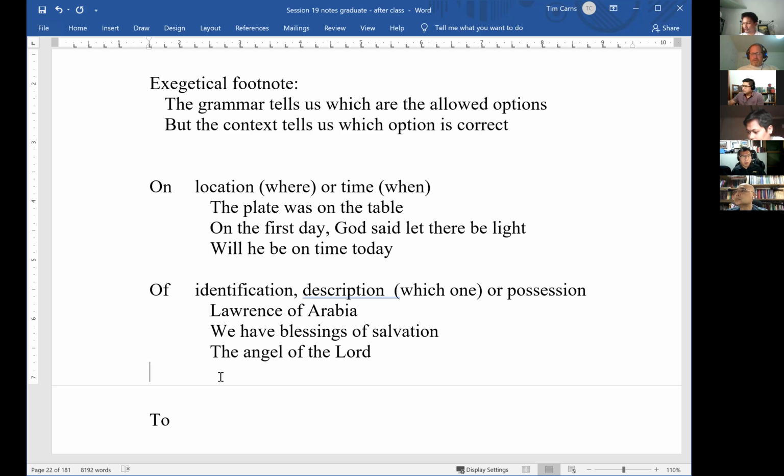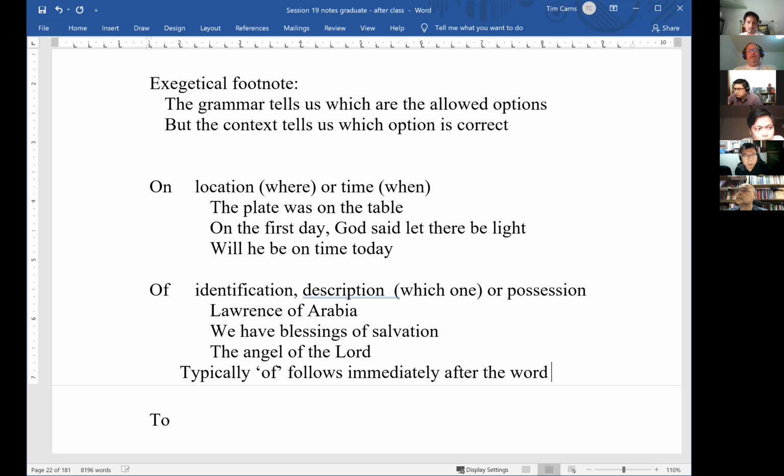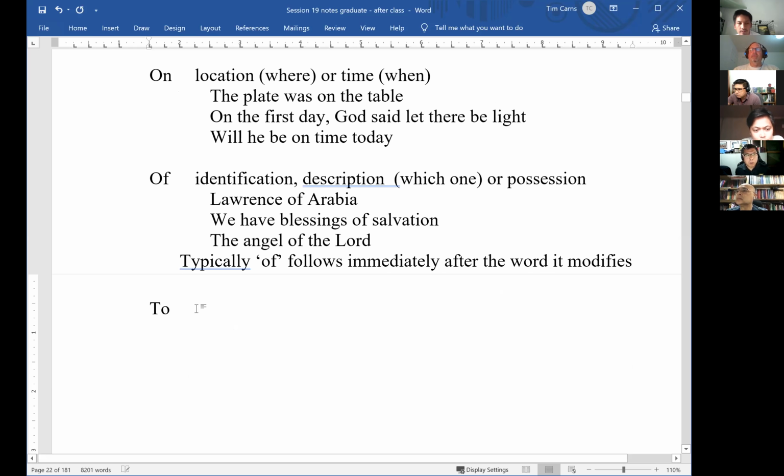So this idea of possession or identification, I think, is the most common use of it. And typically, this word of follows immediately after the word it modifies. Okay. One more. Two. Pastor Entz, two.